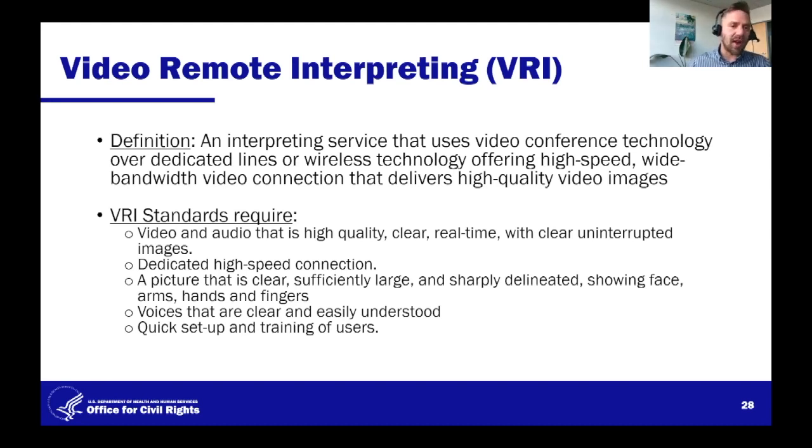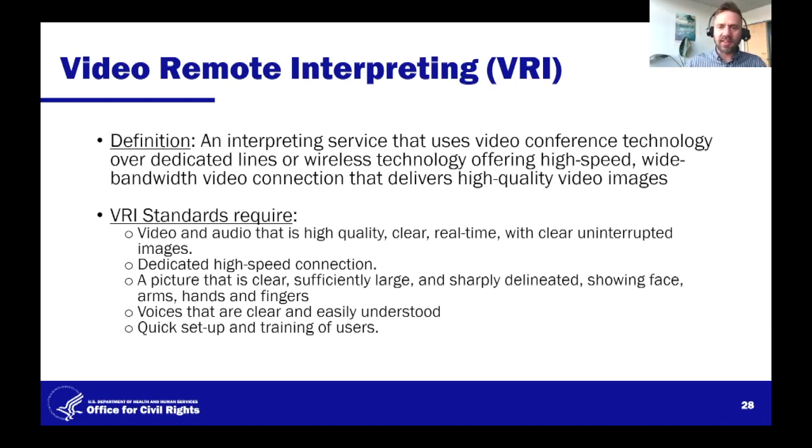So the VRI standards require video and audio that is high quality, clear, real time, and with clear uninterrupted images, a dedicated high speed connection, a picture that is clear, sufficiently large and sharply delineated, showing face, arms, and hands and fingers, voices that are clear and easily understood, and quick setup and training for users.